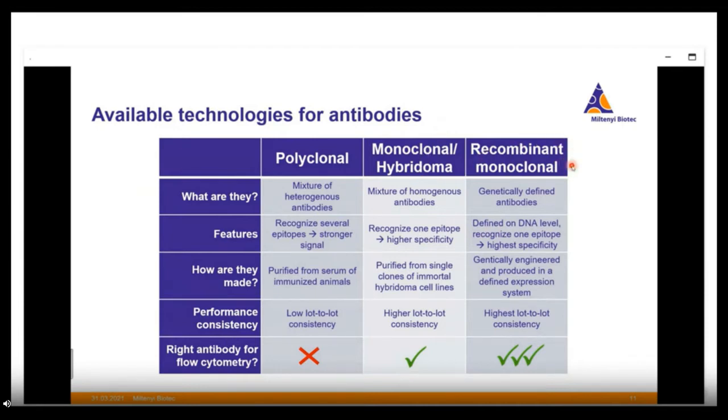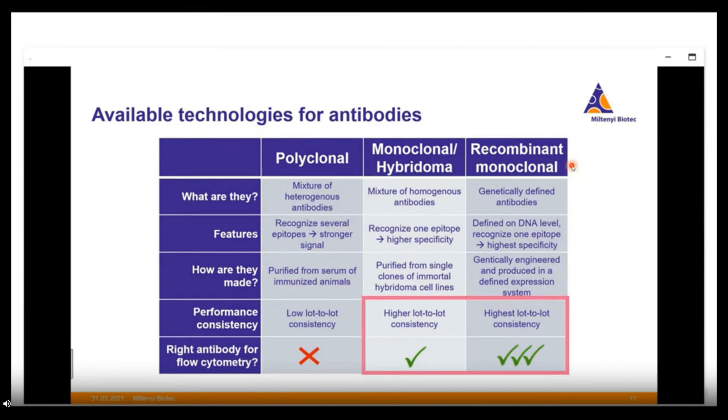Finally, the recombinant monoclonal antibodies are genetically defined antibodies. I will show you later a little bit more in detail. This means that they are defined on their DNA level and also recognize only one epitope with the highest specificity. And a genetically engineered antibody together with a defined expression production system ensures the highest lot-to-lot consistency and thereby also the best-fitted antibody for flow cytometry application.